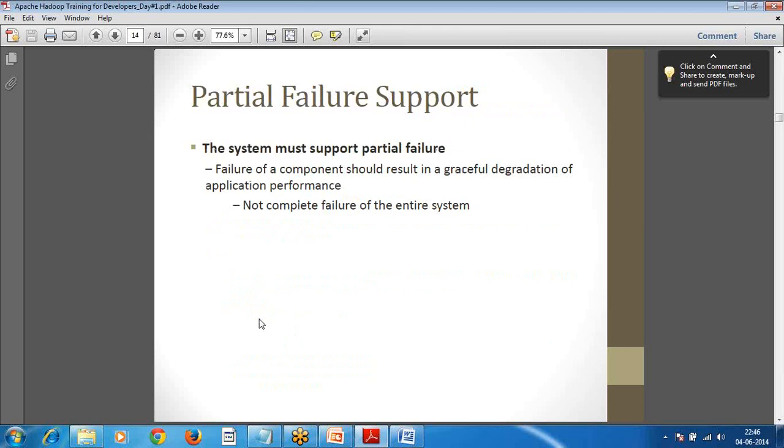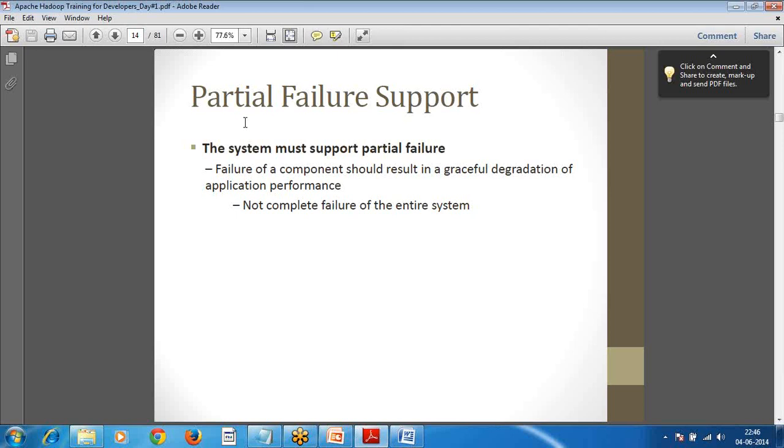Moving on to the next slide. Partial failure. Initially we discussed traditional large scale computing systems, and then we moved into distributed systems. Partial failure is a very important aspect when we are working with multiple systems. When one system or one component goes down, the overall execution shouldn't get affected. It's not like when I'm processing a huge amount of data and one machine goes down, the other machines wait for this machine to be rectified. That involves a lot of wastage of time and resources.